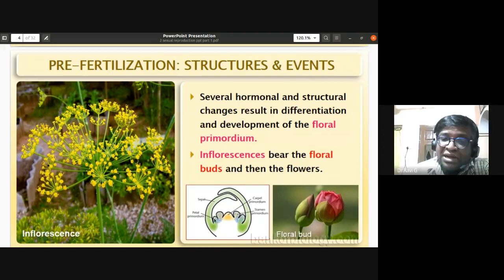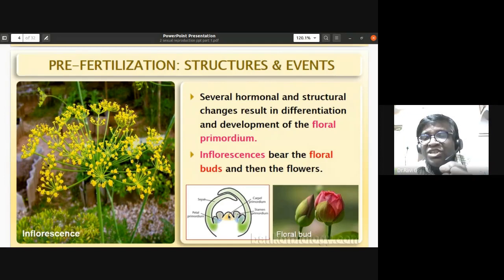So they are all at the initial stages. Several hormonal and structural changes result in the differentiation and development of the floral primordium. The floral primordium differentiates to form sepal, petal, androecium, and gynoecium. That is brought about by changes in the hormone and structure. Okay, and they develop to form the floral bud.